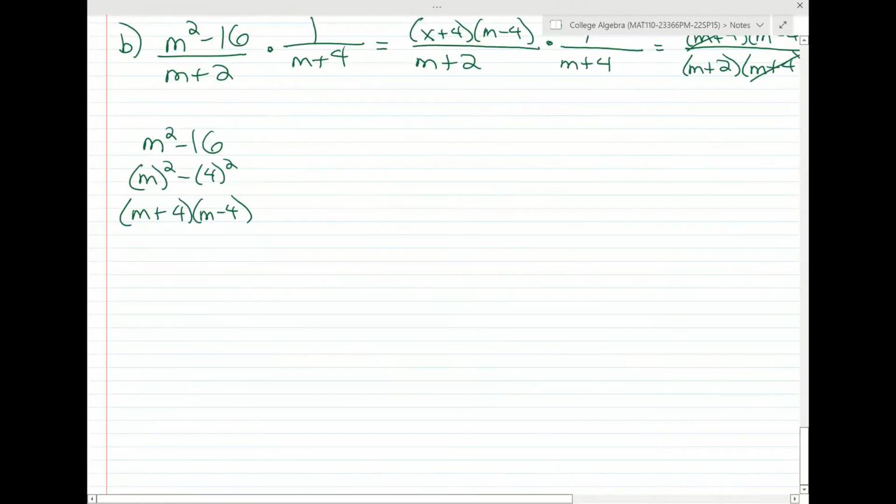I have a couple more problems to go over. What about if we had 5x plus 2 over 6x? We're dividing, so that's different. Before we were just multiplying, but now we're dividing by 15x plus 6 divided by 5x squared.